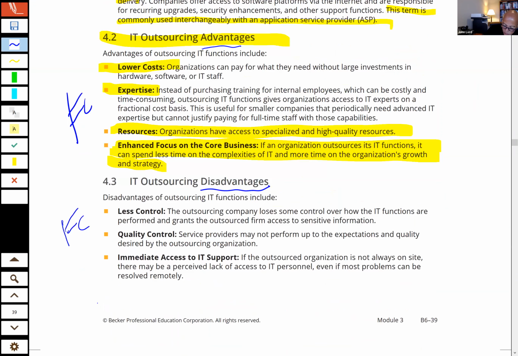Disadvantages: less control. Okay, things are going to be outsourced. Quality control: you can't necessarily decide, once you're in a contract with them, how effective the services are that you're providing. And then immediate access to IT support. There may be some time delays. Maybe they've been offshored, outsourced and offshore. There could be time differences, meanwhile you have an immediate need. All of these things could be considered disadvantages.